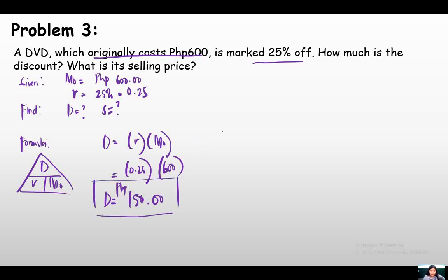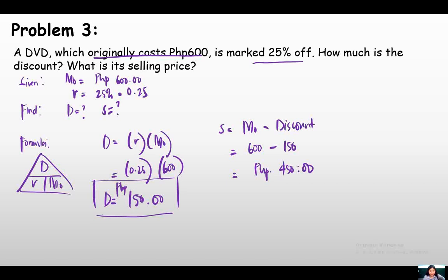Next, how are we going to get the selling price? So what is our formula? In getting the selling price, we have cost price minus the discount. Okay? We already got the value of the discount and the cost price is already in the given. So our cost price is 600 pesos, minus 150, which is the discount. It is equal to 450 pesos. So this is the selling price.